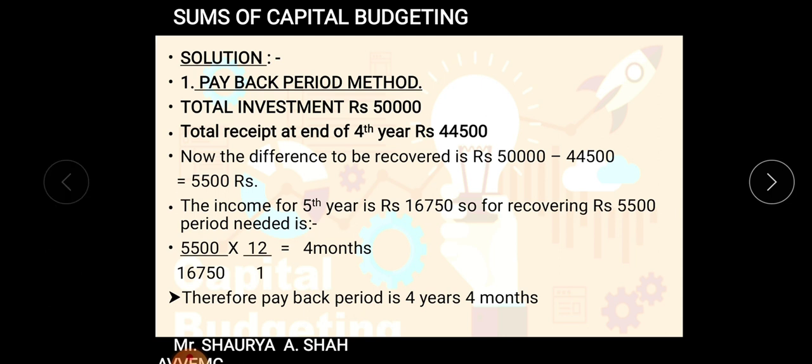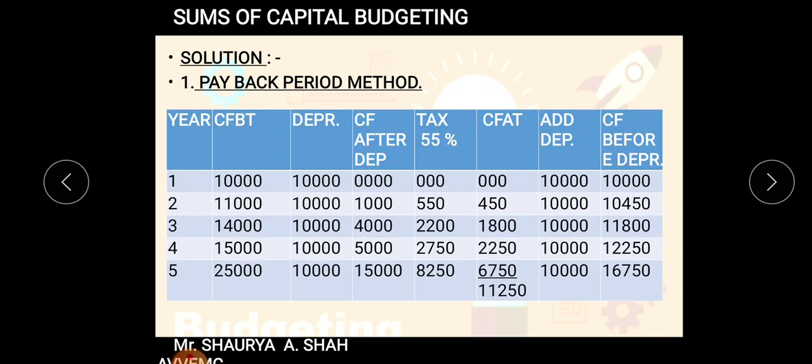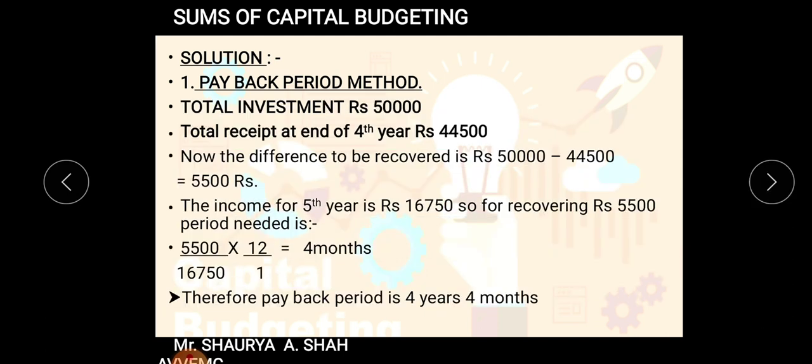Fine. So first of all, you need to calculate the various costs. Once you get the total investment, you need to find out the CFBT given in the question. Then you need to find out the depreciation and deduct the depreciation. Then you need to find out the tax rate. After tax, you add back depreciation in that CFAT. Then you find out the cash flow before depreciation. This will be helpful to you to calculate this table. I suppose every student is clear with this part.